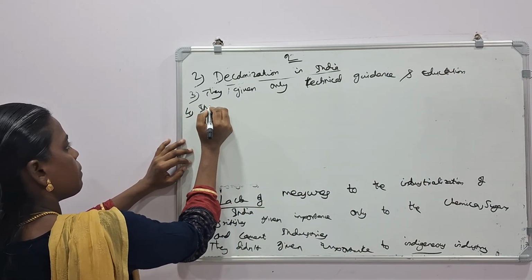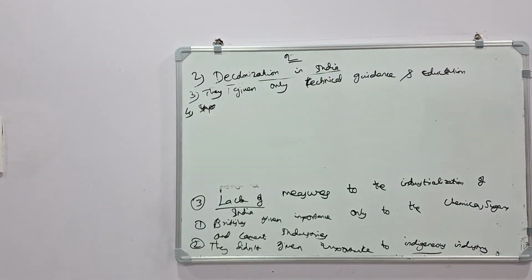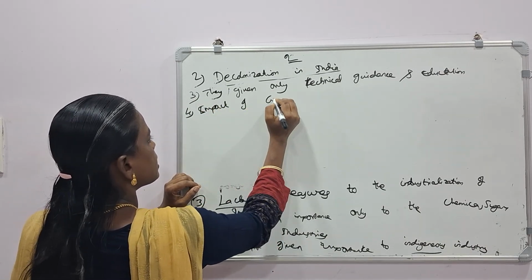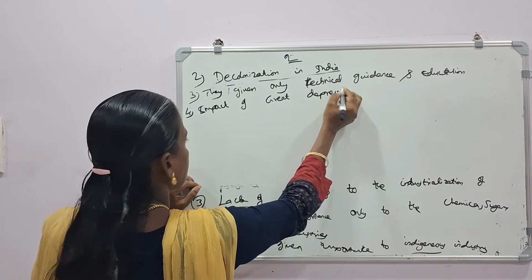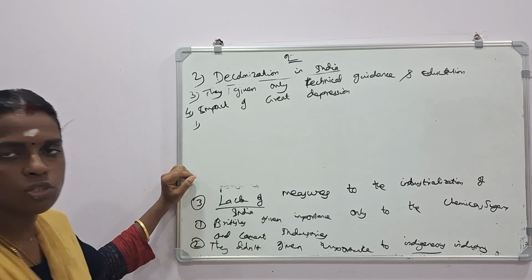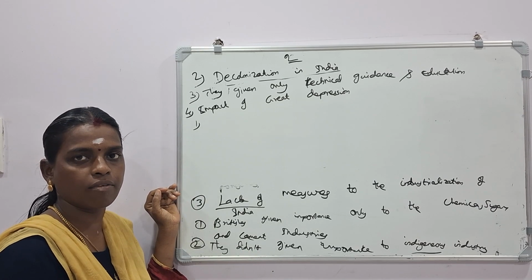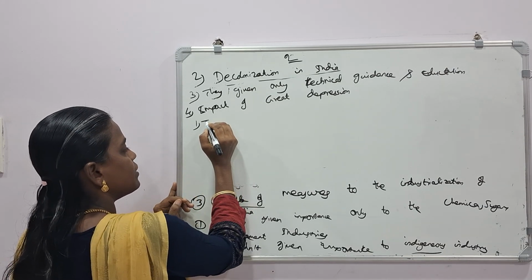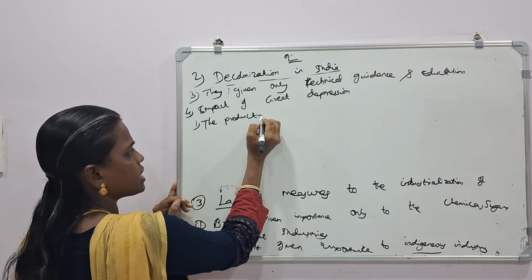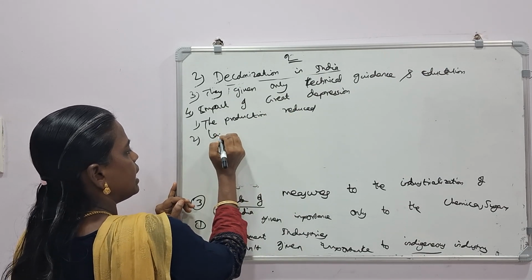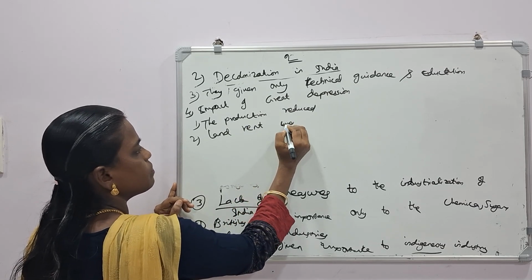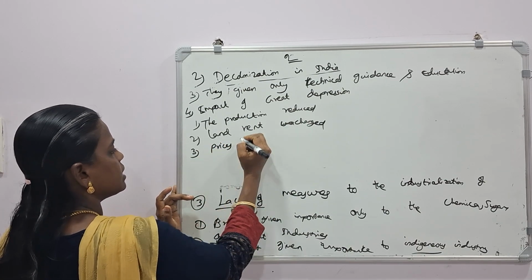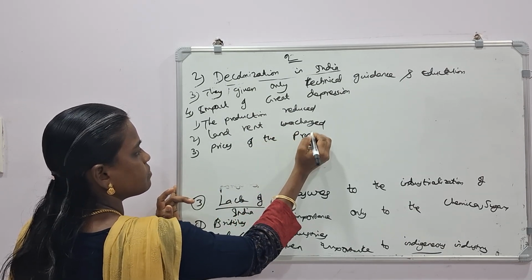Next, fourth side heading, impact of Great Depression. In the previous class, in one short answer, I told you what points you must present. The same points we have to display here. Like, the production of products reduced. Second, land rent unchanged. Third one, prices of the products doubled.